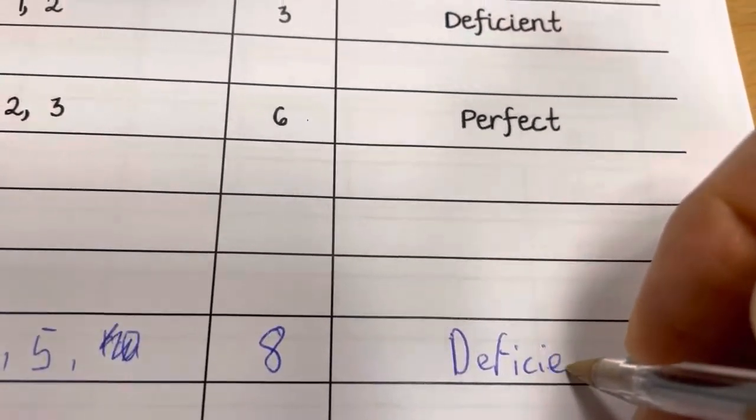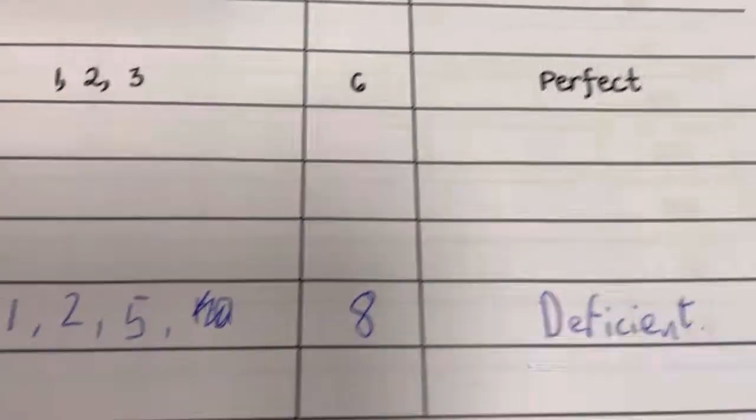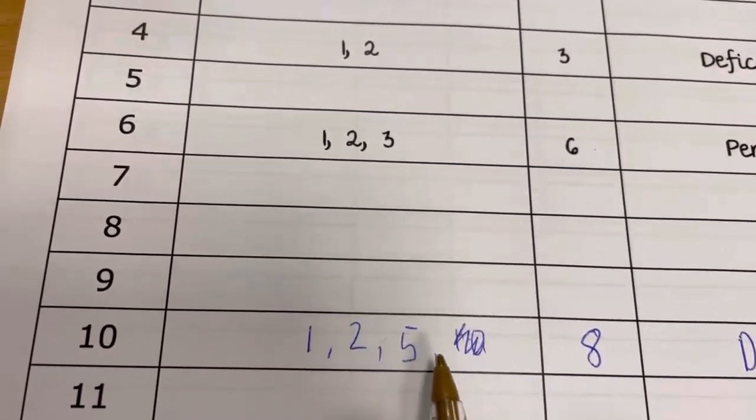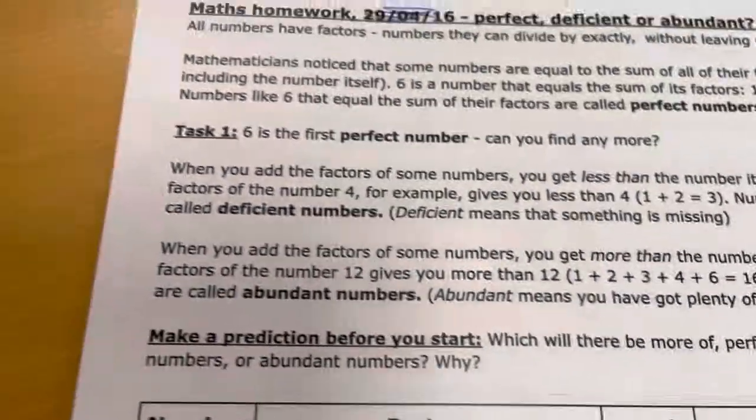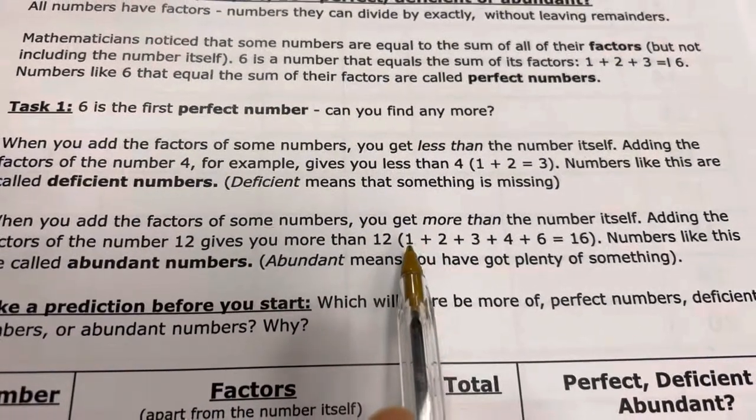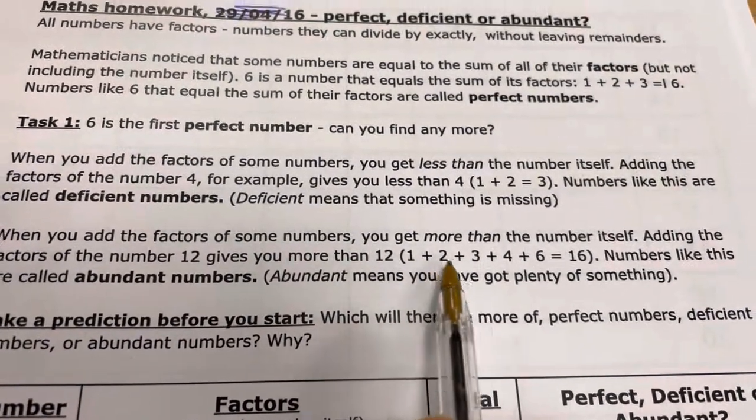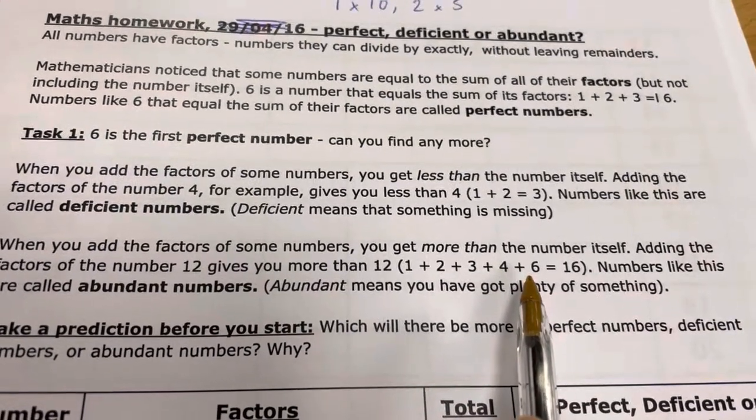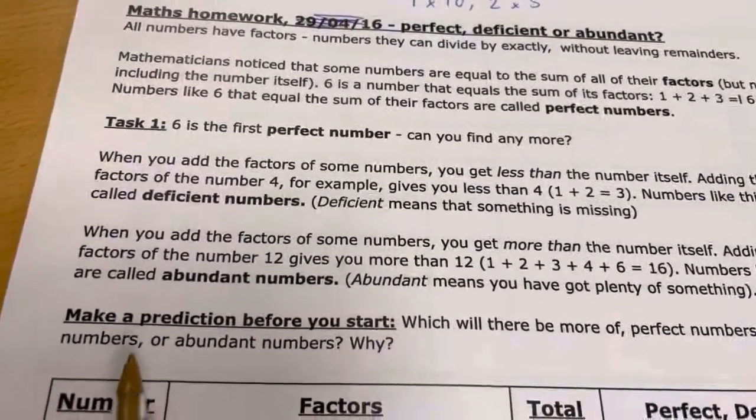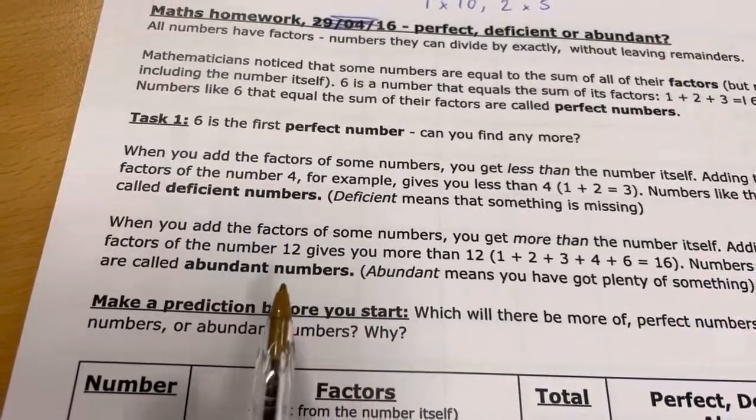So for example, 10 here, 1 plus 2 plus 5 is 8, so that would also be a deficient number. It's lacking; the sum of the factors is less than the number itself. You do get numbers as well where the sum of the factors is actually more. So 12, for example, the factors of 12 are 1, 2, 3, 4, and 6. Apart from 12 itself, you add those together, you get 16. So that's called an abundant number.